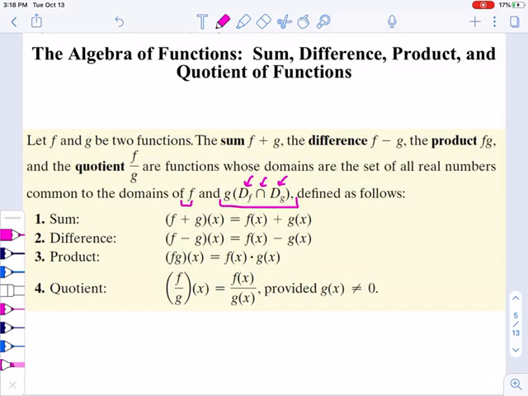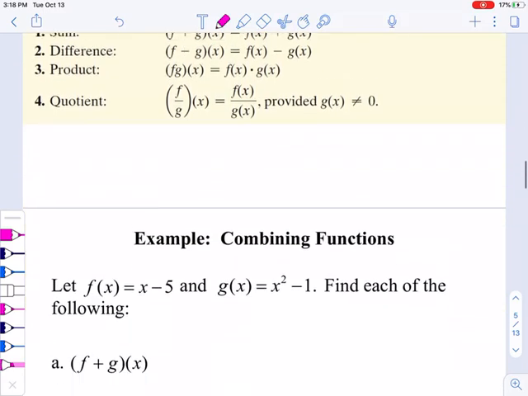So the sum, f plus g and then times x, is the same thing as f of x plus g of x. The difference, f minus g multiplied with x, is equal to f of x minus g of x. F times g of x is your f of x times your g of x. And f divided by g of x is your value of your function f of x divided by g of x, as long as g of x is not equal to 0, because remember, division by 0 is not allowed.